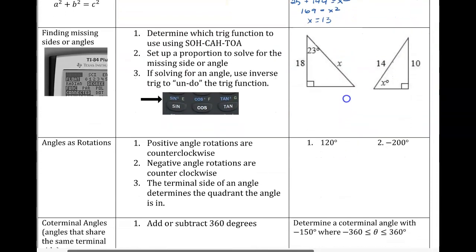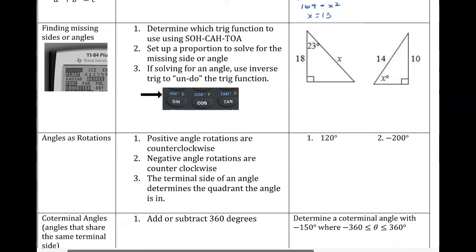And then we can use our SOHCAHTOA to find missing sides or missing angles. In this problem, our angle of perspective is right at the 23 degrees, so directly across from that is the opposite side. Across from the right angle is our hypotenuse. The remaining side is the adjacent. The two sides that we're working with are A and H. That would tell me to work with cosine.